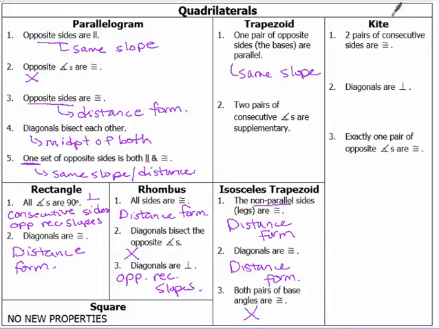Now for a kite, 2 pairs of consecutive sides are congruent. I'm going to use the distance formula and see which ones are congruent. Diagonals are perpendicular. I'm going to use slope, and I want to see if they're opposite reciprocals of each other. Exactly 1 pair of opposite angles are congruent. Can't do anything with that. So now that I know what I need to do to see things are congruent, let's see if we can come up with some of these things ourselves.